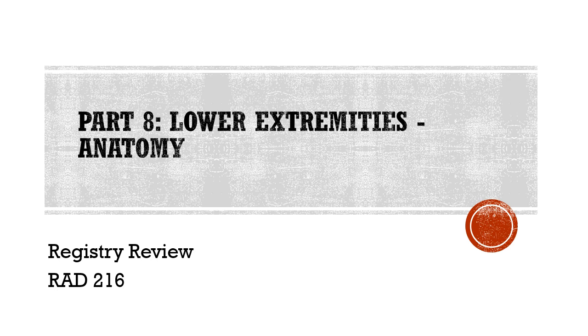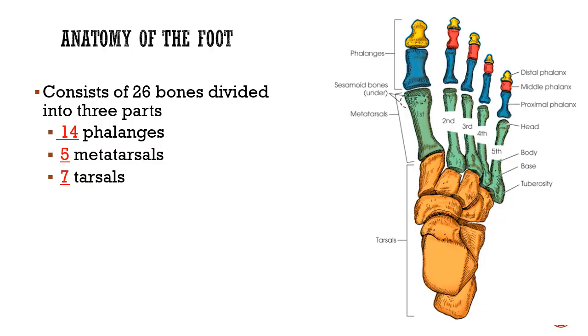Hello, this is a video lesson on the anatomy of the lower extremities. The anatomy of the foot consists of 26 bones that are divided into three parts. There are 14 phalanges, 5 metatarsals, and 7 tarsals.